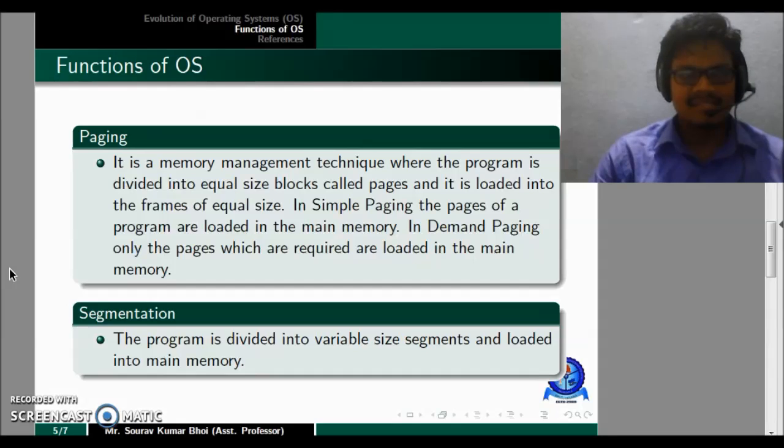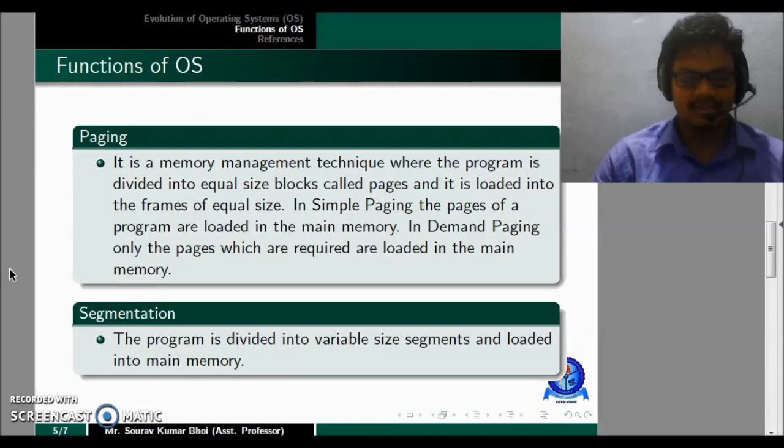So in simple paging, the pages of a program are loaded in the main memory. In demand paging, only the pages which are required are loaded in the main memory. For example, I want to give an example of demand paging. Suppose you have loaded a game of NFS or Counter-Strike, or car racing.